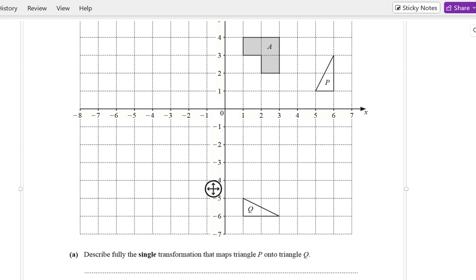I'm going to use a shortcut method. Let's see the corner to corner difference. 1, 2, 3, 4, 5. 1, 2, 3, 4, 5, 6, 7.